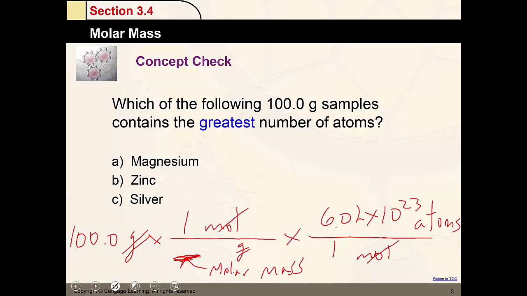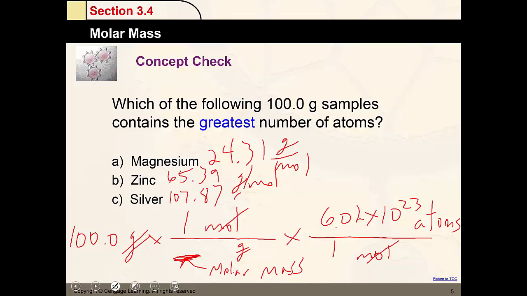So if we look at these 3 molar masses on the periodic table, magnesium has a molar mass of 24.31 grams per mole, zinc has a molar mass of 65.39 grams per mole, and silver has a molar mass of 107.87 grams per mole. So that means magnesium will produce the greatest number of atoms since it has the lowest molar mass. On the flip side of that, since silver has the largest molar mass, it'll produce the lowest number of atoms.